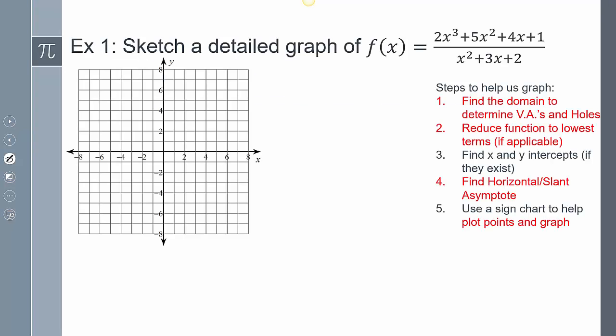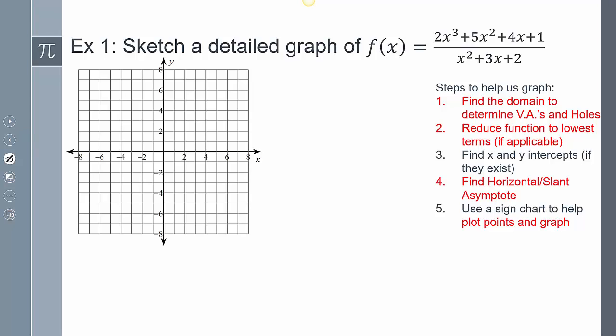All right, so our first example asks us to sketch a detailed graph of this function. You're going to realize that the steps for this function are going to be very, very similar, except because our case is a little different, our asymptote is going to be a little different. But like I said, most of the steps are going to be the same.